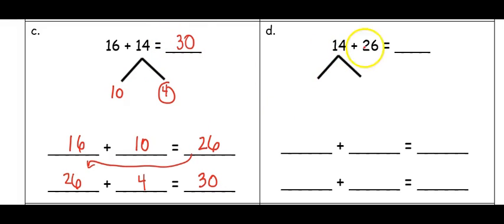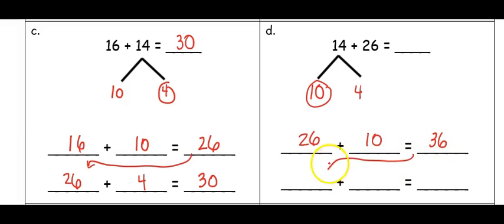And one more example. Now I'm adding 14 to 26. Decompose the 14 into 10 and 4 again. Start by adding my 10 to the second addend. 26 plus 10 is 36. I'll take my 36 and now I'll add the ones. 36 plus 4 equals 40. So 14 plus 26 equals 40.